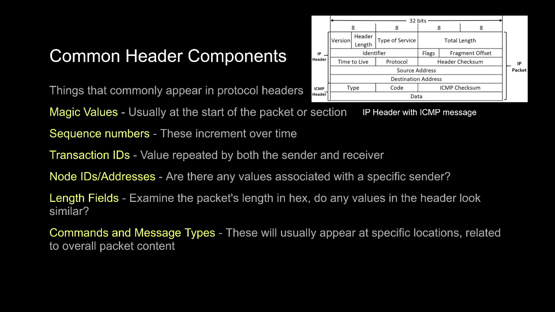There's also sequence numbers, which you'll see incrementing over time. If you ever see a value incrementing in a very uniform way, it's most likely a sequence number. This is different also from transaction IDs, which are things that are repeated by the sender and the receiver as a kind of data integrity thing to say, oh, here's message number 7, here's a response number 7. There's also things like node IDs and addresses. So these are values that can be associated with a specific sender. Same way an IP address is, there could be routing and things inside of the protocol that have a node ID that is unique to a specific device.